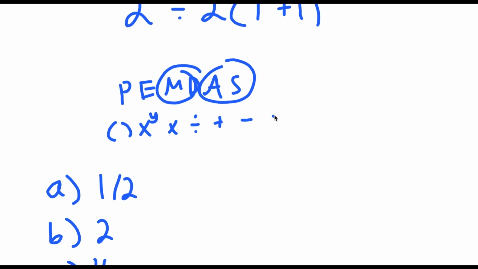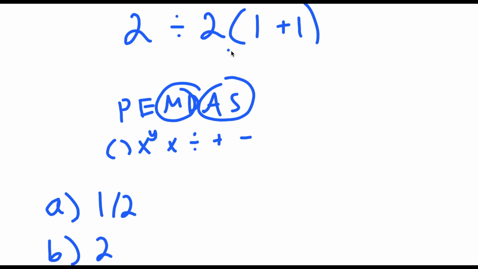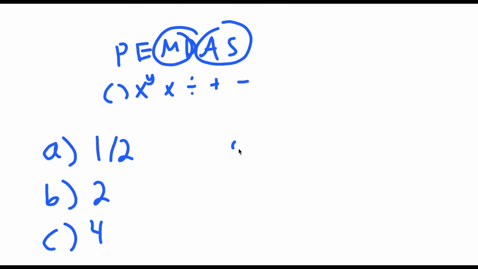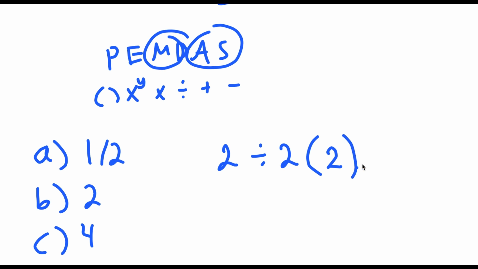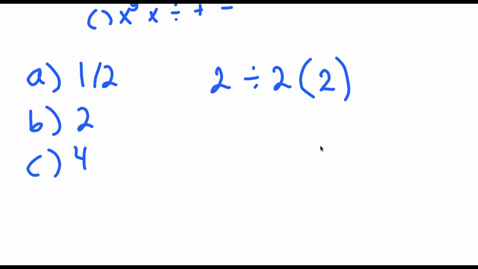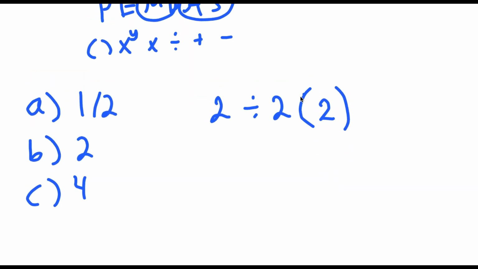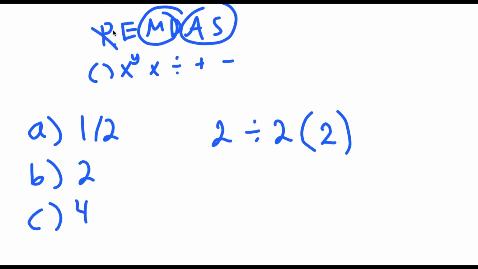But now for the explanation, I first start with parentheses. And as you can see, I have parentheses over here. So I do 2 divided by 2 times 1 plus 1, which is 2. Now that I have no more parentheses, I go to the next one, which is exponents, and there's no exponents over here.